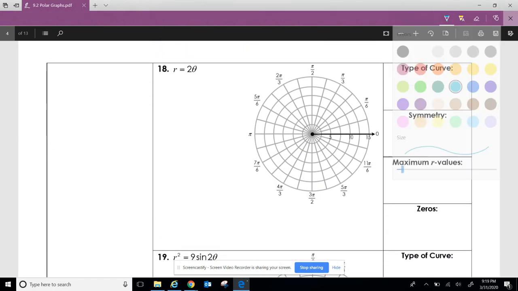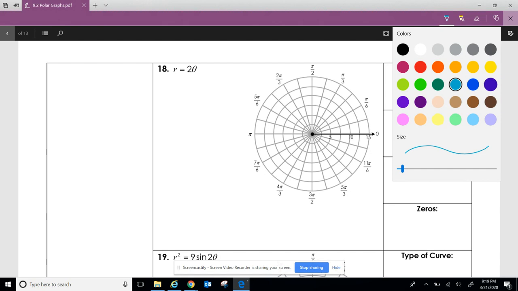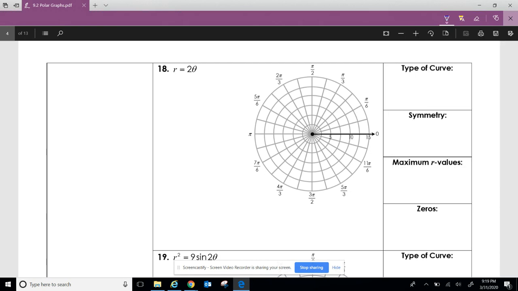What kind of graph do we have for number 18? Notice we don't have a cosine or a sine. It's just 2 theta. Those are always going to be our spiral of Archimedes. And these are kind of cool. What's different about them is that they don't have the sine or cosine.